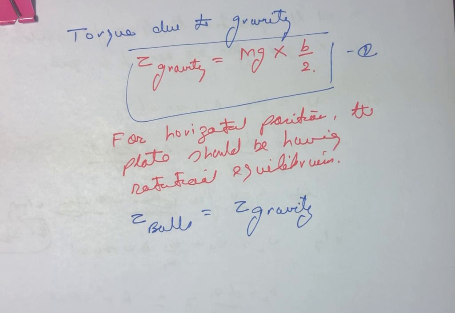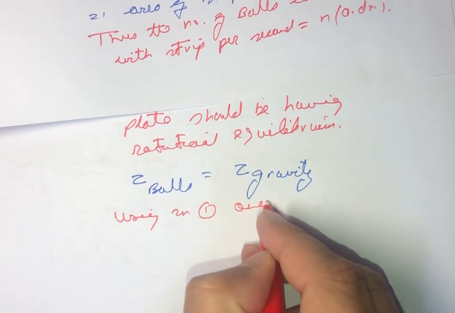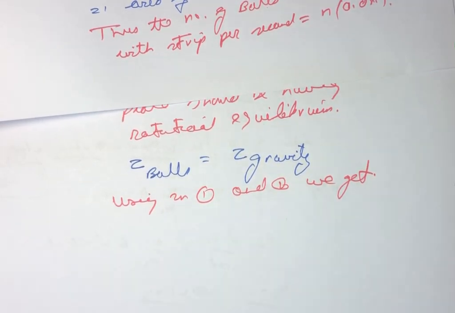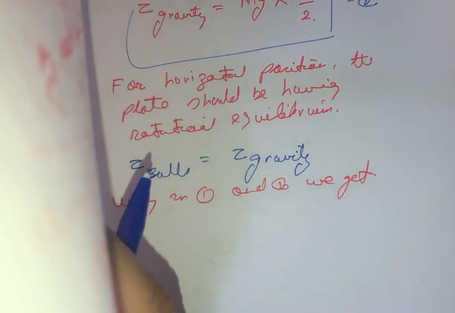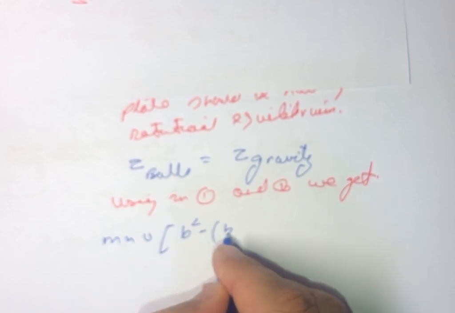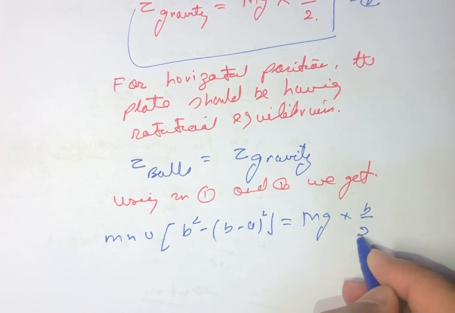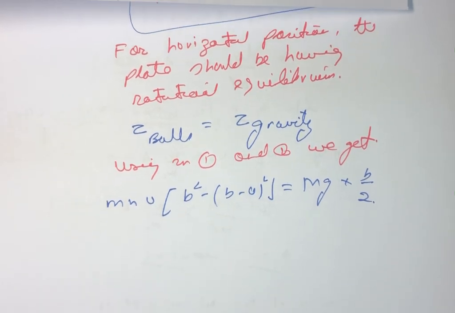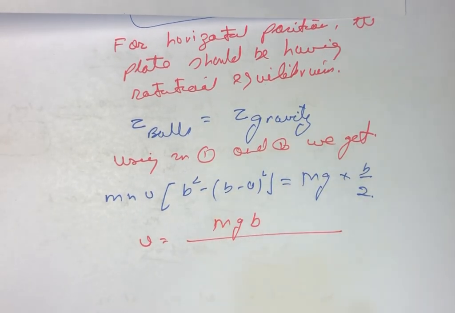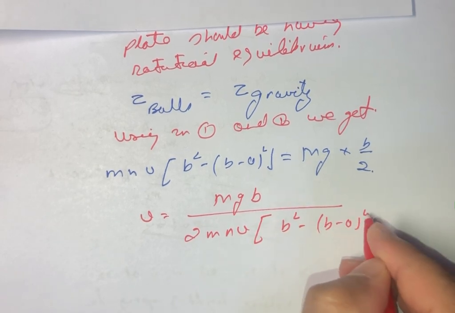Now using equations 1 and 2, substituting values, tau balls is given as mnv times b square minus a square whole square, and tau gravity we already know is mg multiplied by b by 2. And here we are supposed to find our velocity. So we can say our velocity is equal to mgb upon 2mnv b square minus a square whole square.